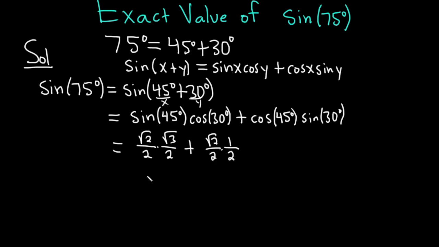So the square root of 2 times the square root of 3 is the square root of 6. And then 2 times 2 is 4. Plus, and then here the square root of 2 times 1 is the square root of 2. And then 2 times 2 is 4.